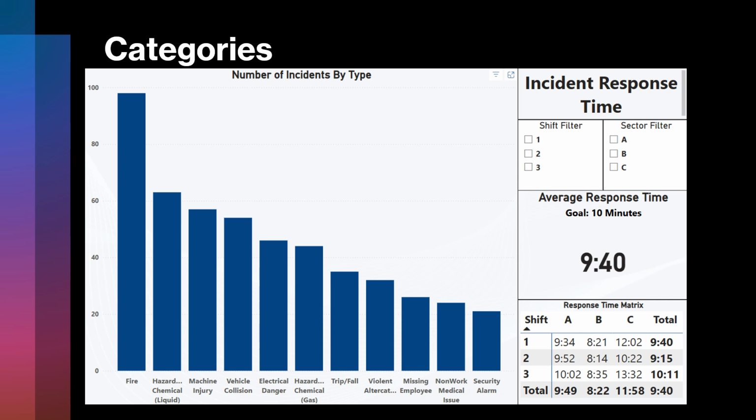In this matrix of response times by shift and sector, Sector C has very long response times, with the third shift having almost 35% longer response times on average than what the goal says they should have. IndustrialCo needs to examine what is causing such long response times in Sector C.